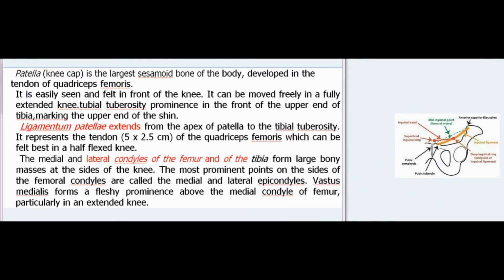The patella, or kneecap, is the largest sesamoid bone of the body, developed in the tendon of quadriceps femoris. It is easily seen and felt in front of the knee. It can be moved freely in a fully extended knee.